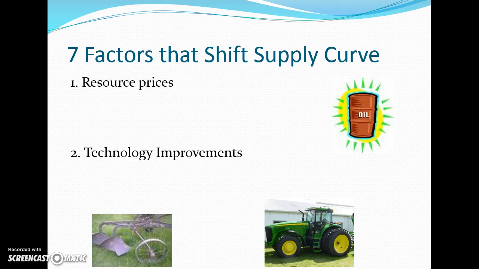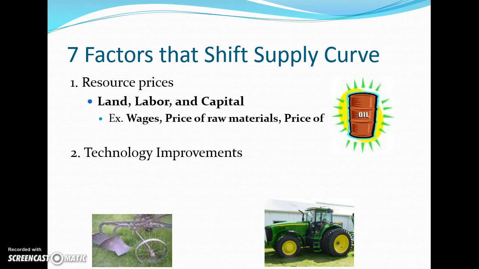And there are 7 factors that shift the supply curve. First one is resource prices. So this is land, labor, and capital. If one of these things ends up costing more, then you're gonna end up supplying less. Okay, so you're gonna make less because you're spending more money to make each product, and so they need to pay you a sufficient amount to cover that. Otherwise, it's not worth your time economically to make things.